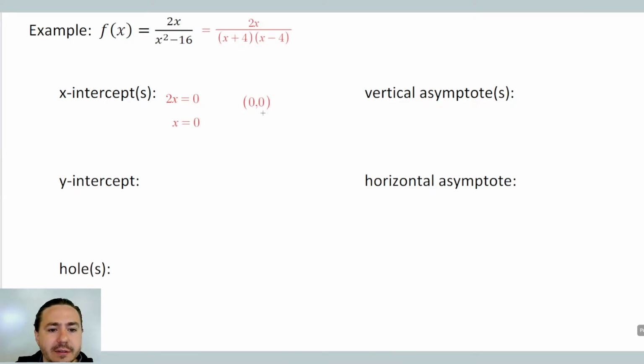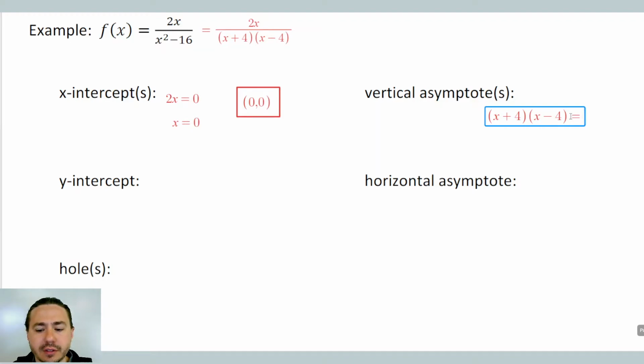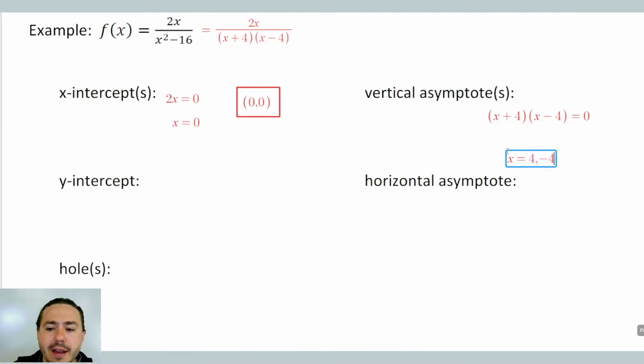To find the vertical asymptote, we're going to set the denominator equal to 0. So I'm going to set x plus 4 times x minus 4 equal to 0, and I'm going to get x equals plus or minus 4. So x equals 4, x equals negative 4. Now, these are going to be lines rather than coordinates, so we want to make sure that we write them as equations. So there's a vertical asymptote at x equals 4, and there's going to be another vertical line at x equals negative 4. These are the two vertical asymptotes. So asymptotes you'll write as equations, intercepts and holes you'll write as coordinates.